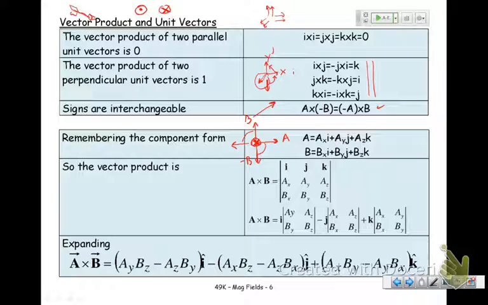And then component form. If A is equal to AX i plus AY j plus AZ k, and B is equal to that plus that plus that, then our cross product is given by this expression. I kind of hate this because it's just a coefficient nightmare. So let's just learn how to do it.